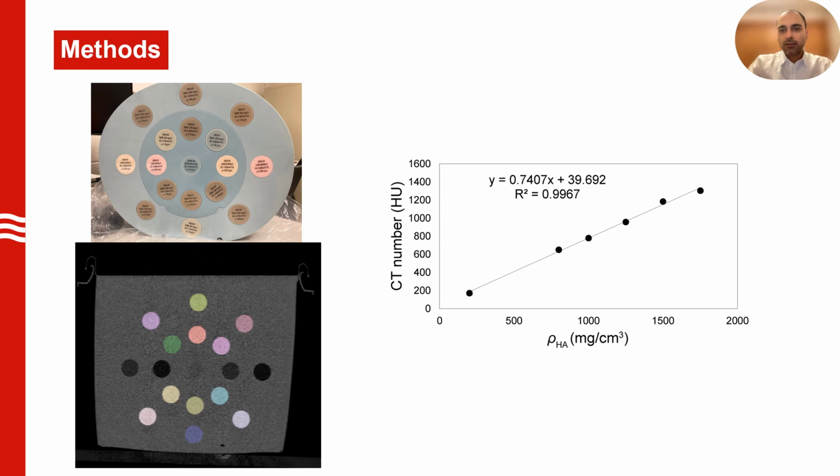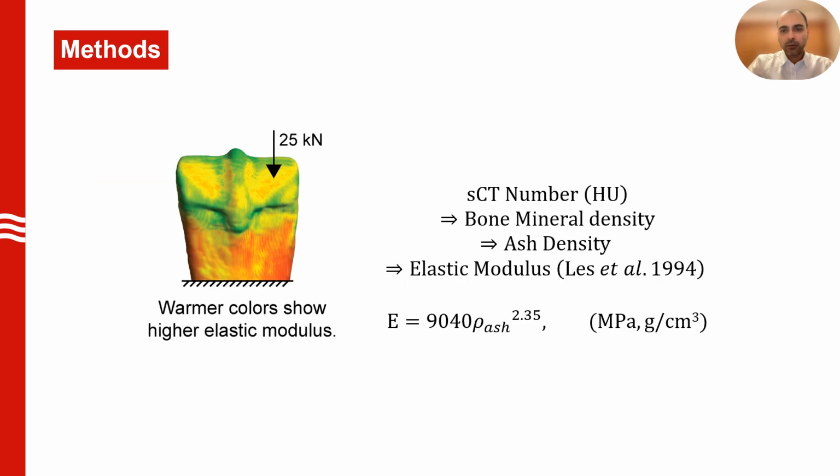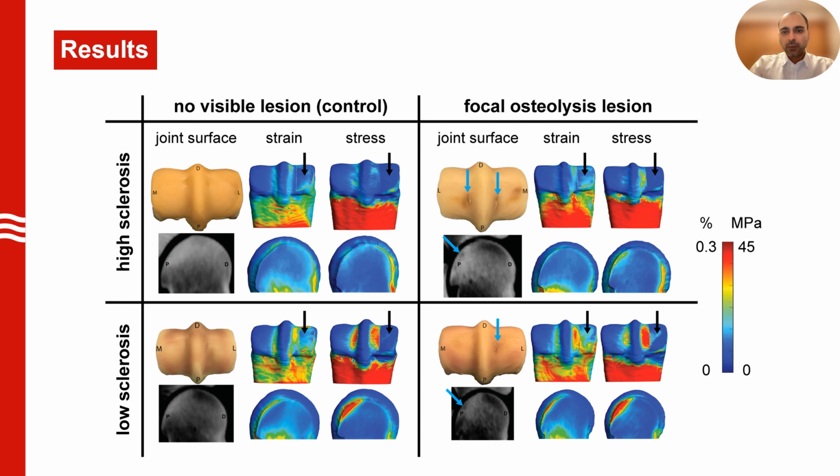Hydroxyapatite electron density phantoms were scanned to calculate bone mineral density from the CT number. We segmented the distal end of the cannon bone and built a finite element model with heterogeneous elastic modulus, constrained the proximal end, and applied the 25 kN to the palmar surface of one of the condyles. We analyzed 2 specimens with no subchondral bone injury and 2 specimens with subchondral focal osteolysis lesions.